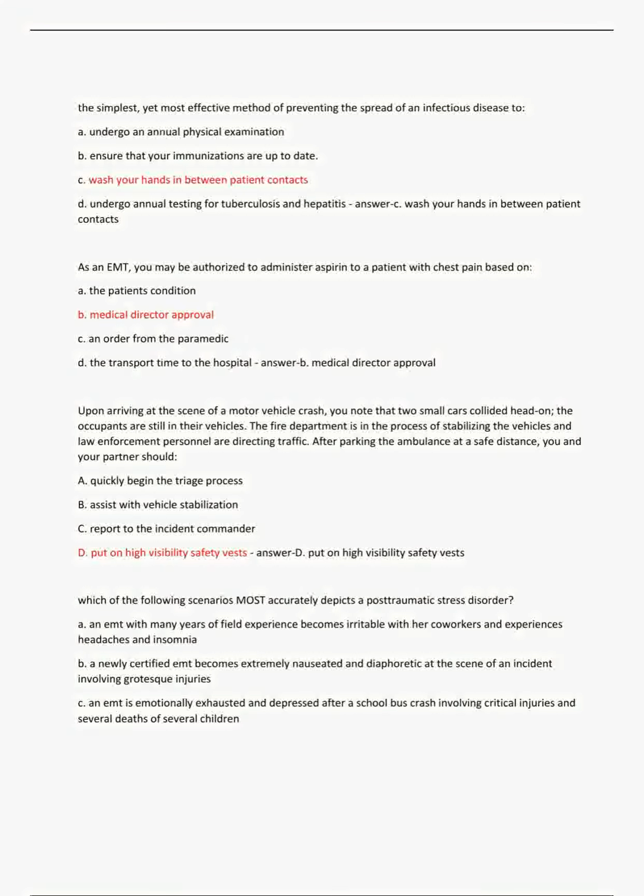Which of the following scenarios most accurately depicts a post-traumatic stress disorder? A. An EMT with many years of field experience becomes irritable with her coworkers and experiences headaches and insomnia. B. A newly certified EMT becomes extremely nauseated and diaphoretic at the scene of an incident involving grotesque injuries. C. An EMT is emotionally exhausted and depressed after a school bus crash involving critical injuries and the deaths of several children.